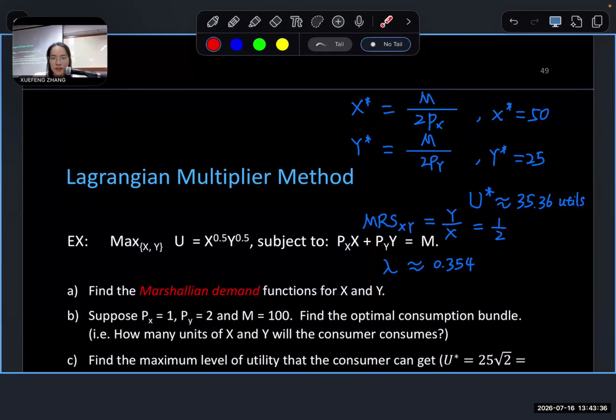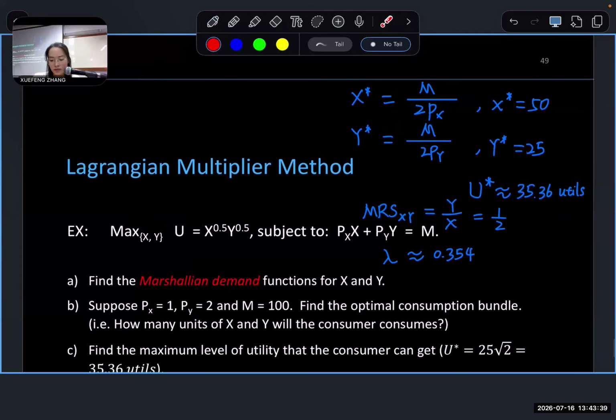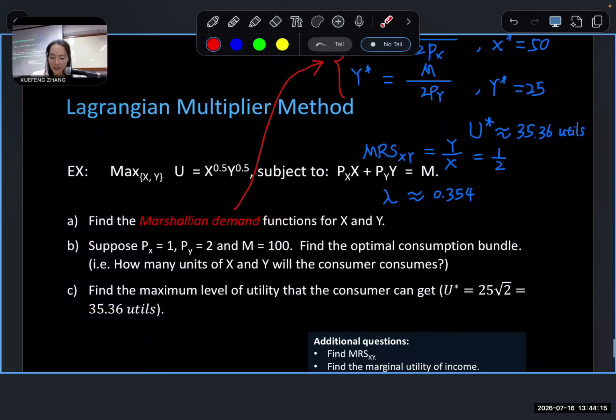Let me emphasize it. I think right now you should be very familiar with utility maximization. So the X and Y is our Marshallian demand, because the question asks you to find the Marshallian demand functions for X and Y, and here we're doing the utility maximization. Any question about utility maximization? Okay, so far so good.